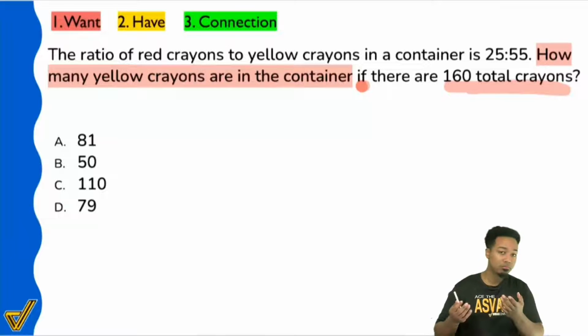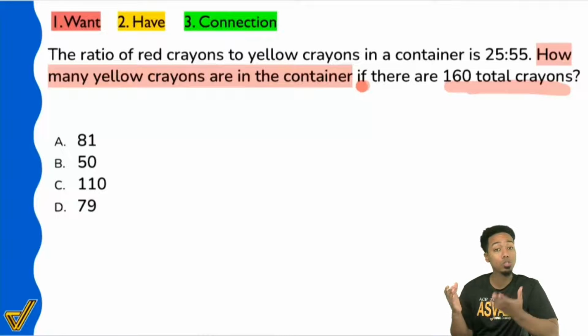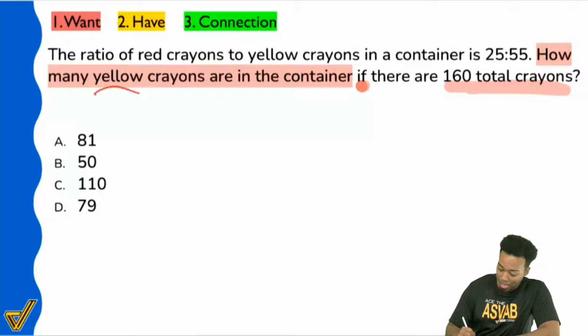wow. Welcome to math therapy. I'm going to call that out right now. So first things first, as we have always been doing, we want to write down how many yellow crayons. So I'll go ahead and say blank yellow right over there.